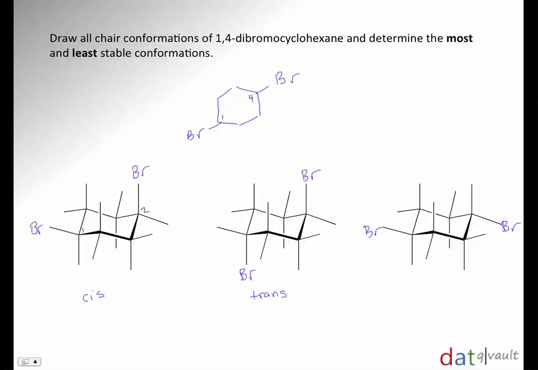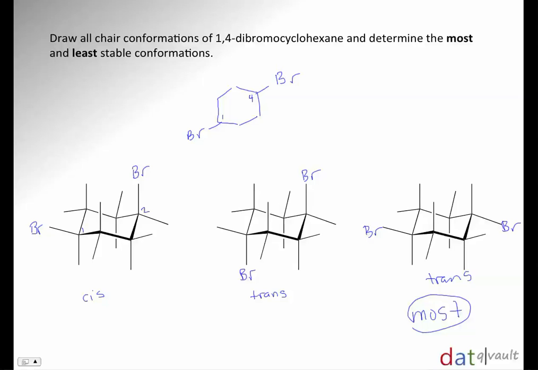So if we remember from a few slides earlier, substituents that are in the equatorial position make the molecule more stable because they're faced out and away from the ring and they're not interacting with anything sterically. So this being a trans molecule, both of the bromines are faced out and away in the equatorial position. So this conformation is actually going to be the most stable for 1,4-dibromo cyclohexane.